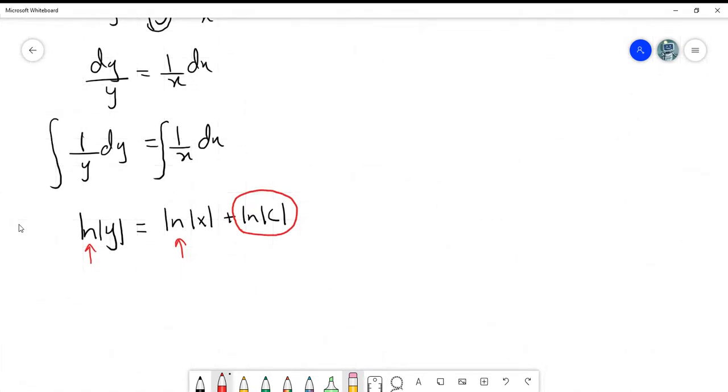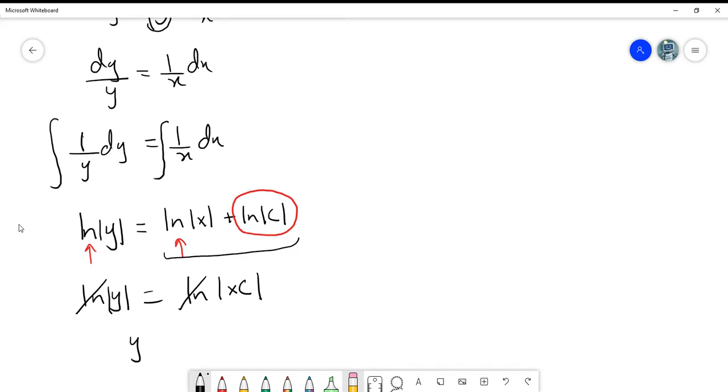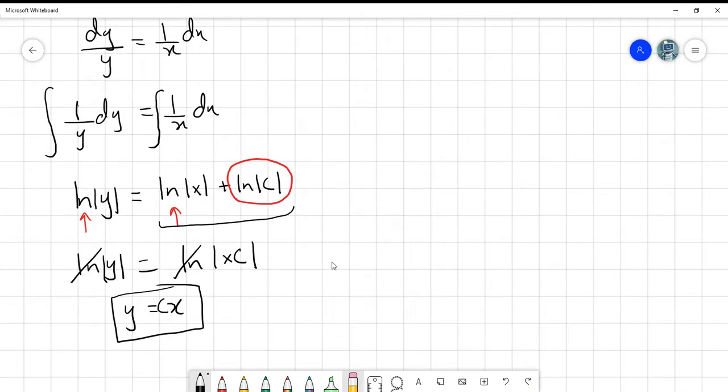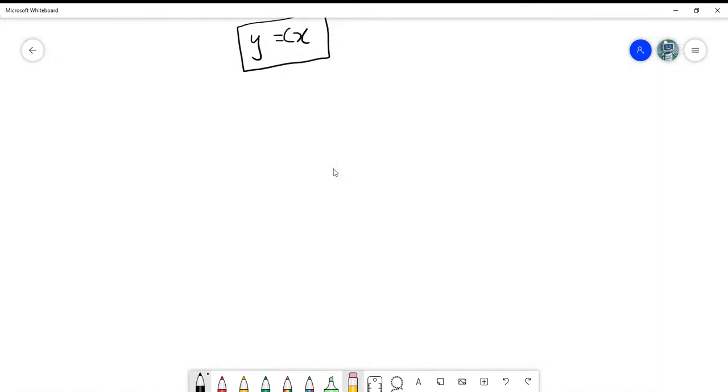So let's try and make y the subject. Using one of the rules of logarithms, we can write this as ln of x times c, and we can have ln of y on this side. All we need to do now is cross out the ln on both sides and y equals to cx. This was one of the very simple examples of how separation of variables work in a differential equation. Let's look at a few more examples of separating variables and how differential equations can be solved by separating variables.